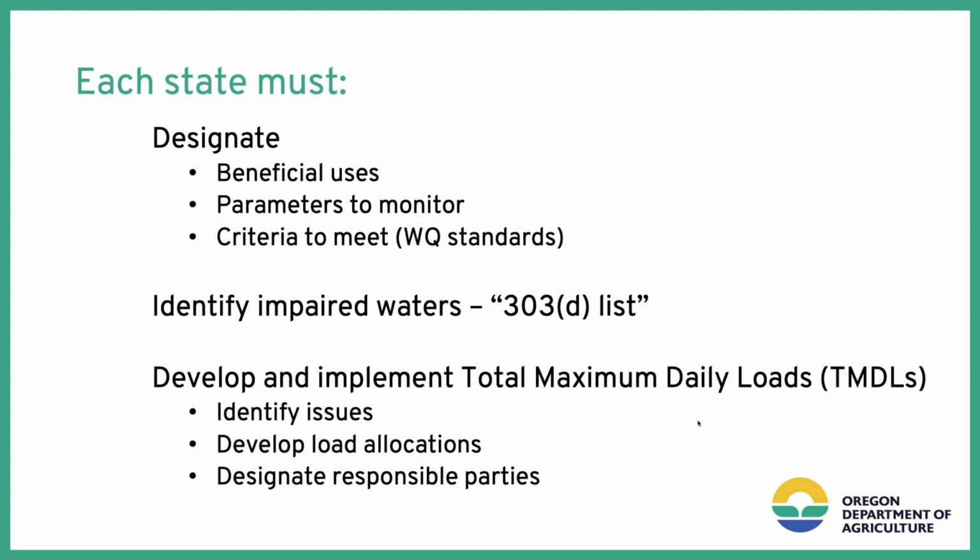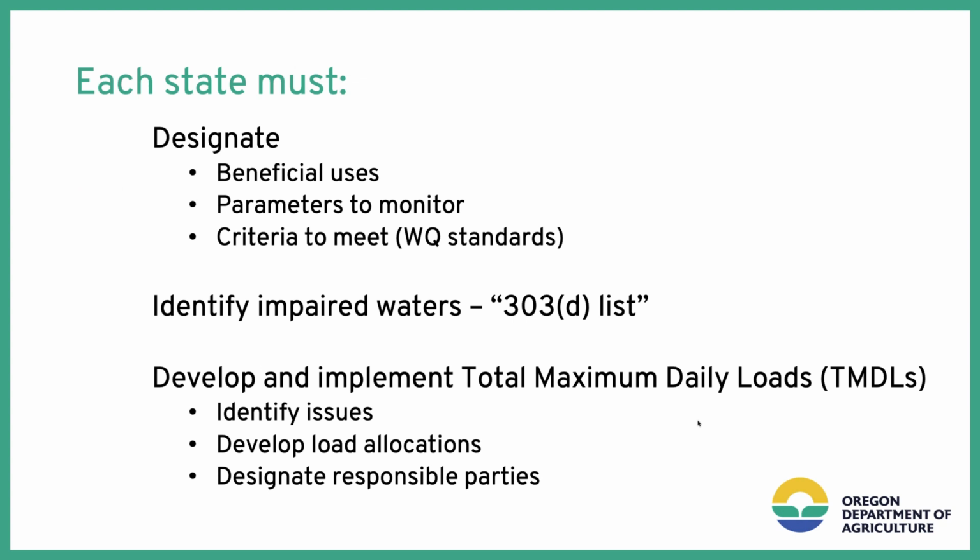Each state must also identify what you know as the 303(d) list, which is the list of impaired waters. That list is then submitted to EPA, and it's supposed to be done every 2 years. And each state has to develop and implement what are called total maximum daily loads, or TMDLs, for water quality issues that have been identified.